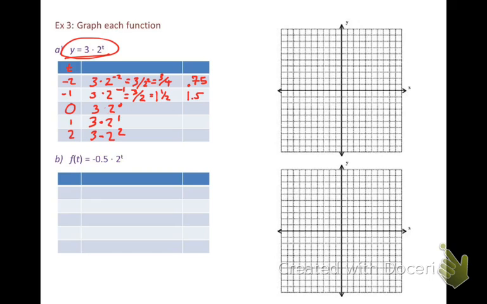How about 2 to the 0 power? What does that equal again? 1. Very good. Times 3, that's 3. Then 3 times 2 to the 1 power. What's 2 to the 1 power equal? 2. So that's 6. And 3 times 2 squared. 2 squared is 4. Very good. That's 12. All right, then you come over here.